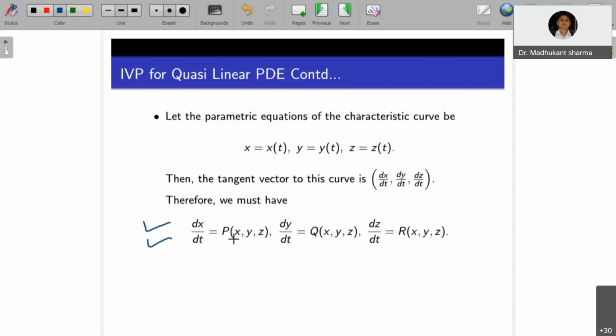Right hand side is also a function of t, because once you know x is a function of t, y is a function of t, z is a function of t.